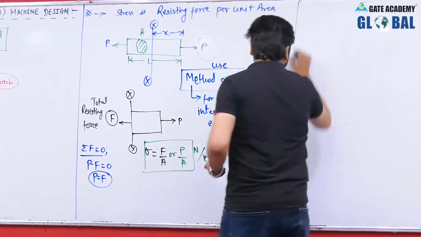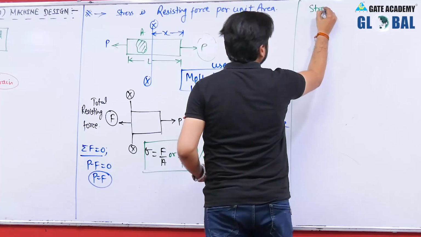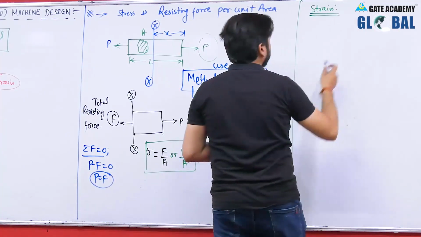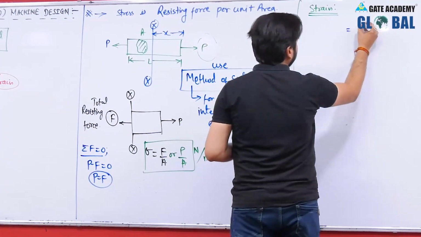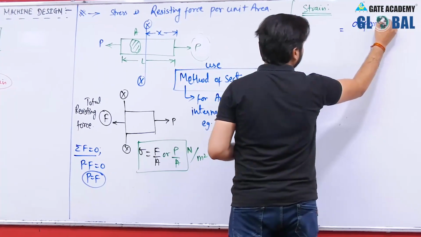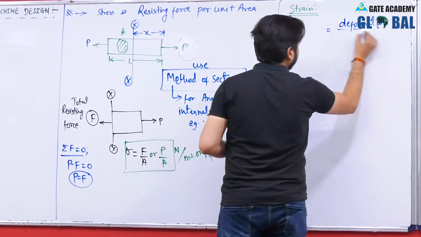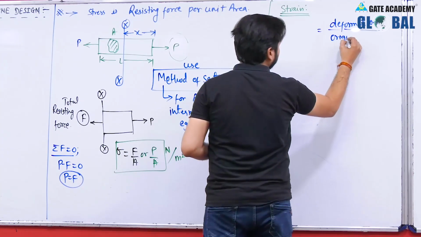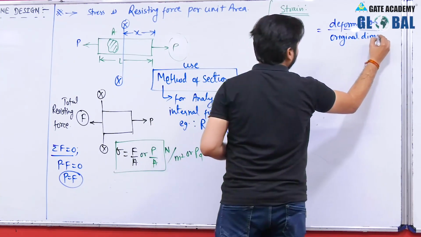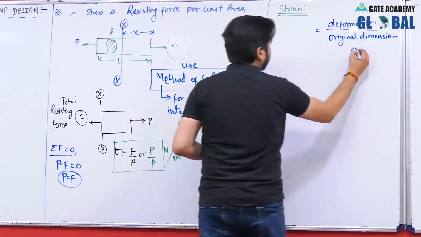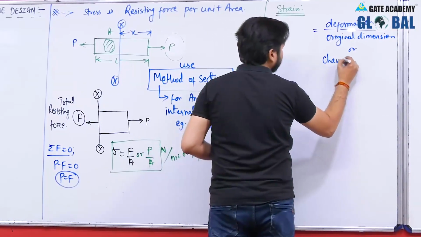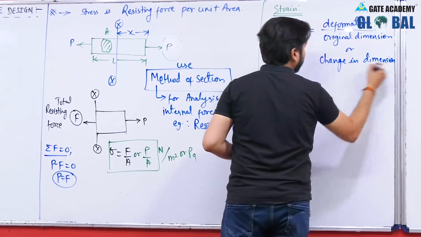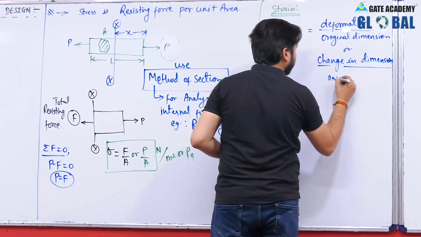So, strain is equal to deformation divided by the original dimension, or you can also write it like this, that is change in dimension divided by the original dimensions.